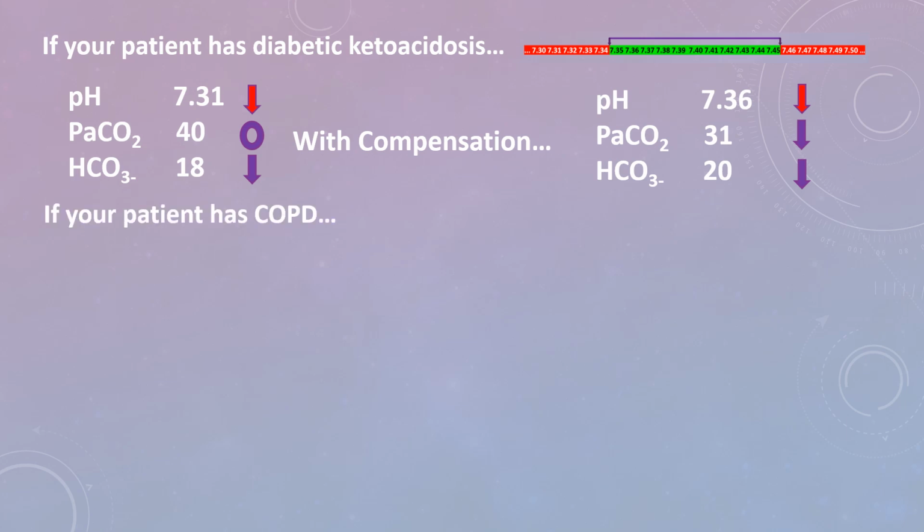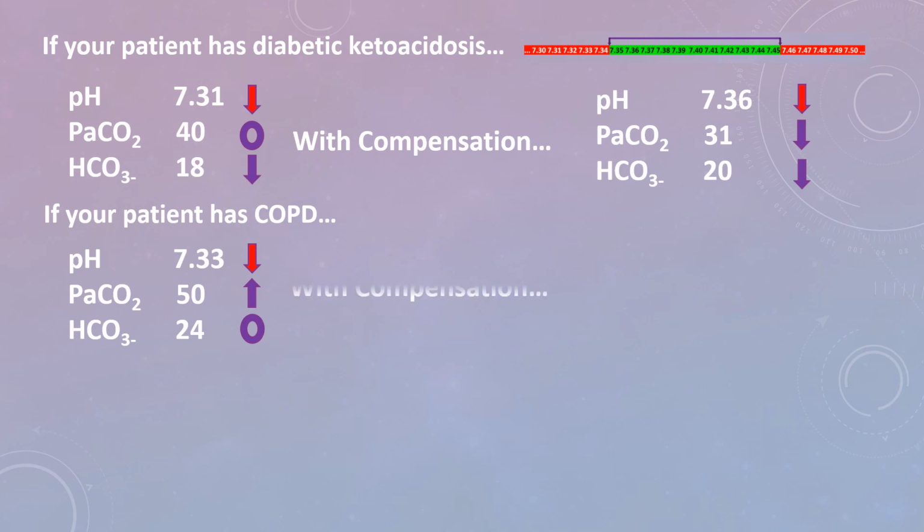Let's try this if our patient has COPD. We have a pH of 7.33. My patient has a condition where they retain CO2, which is an acid. They're going to become more acidic. COPD is a respiratory problem. ROME tells me the respiratory gas will go opposite the pH. And the HCO3 is normal. I put a 0. I already know we have 0 compensation.